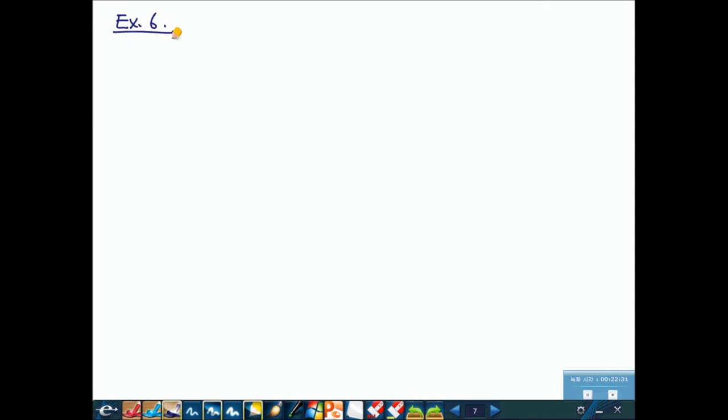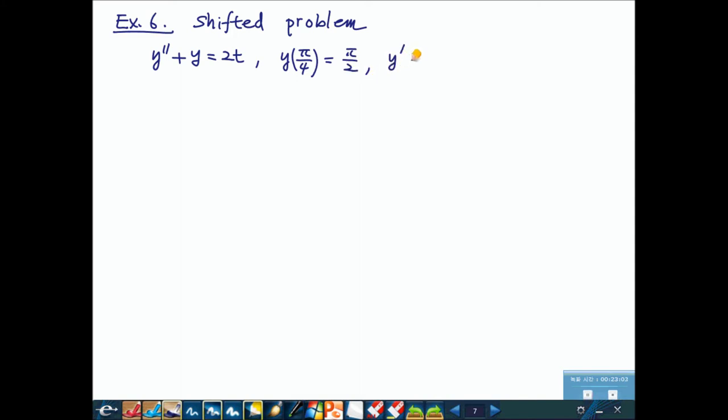Example 6. This is kind of a shifted problem. It's an interesting problem, so we can solve it together. y double prime plus y is 2t. But the thing is, the initial condition does not start from 0. It starts from pi over 4. So y is pi over 2. And since it's second order, we need a velocity, right? y prime at pi over 4, which is 2 minus square root of 2.